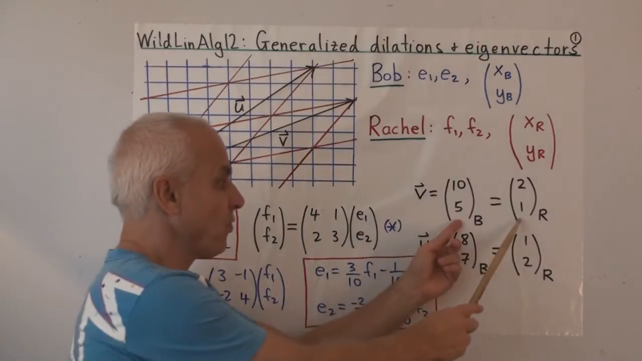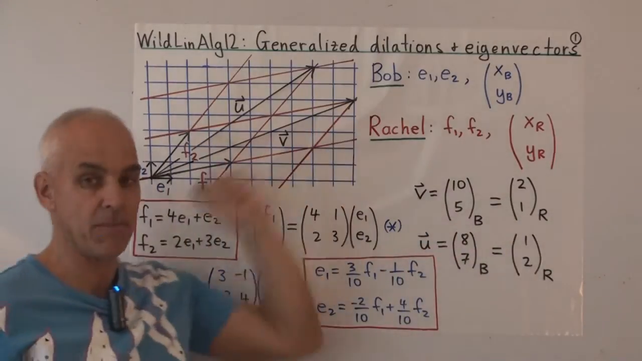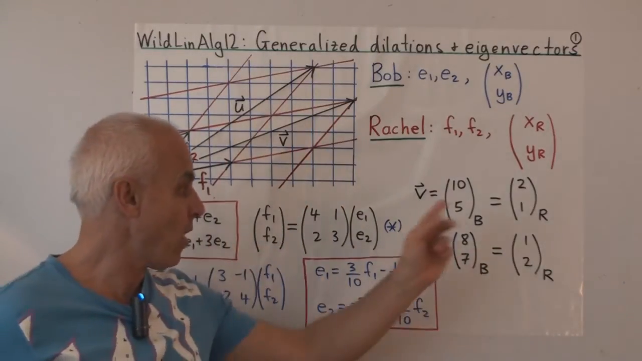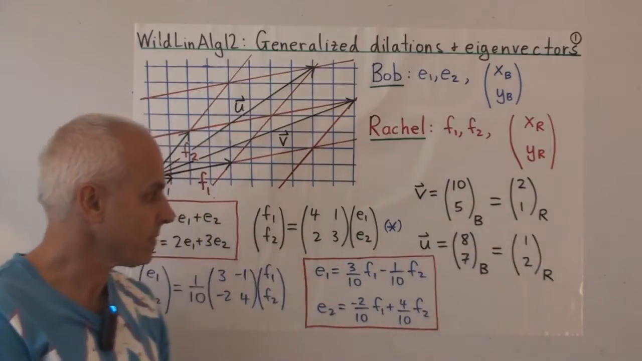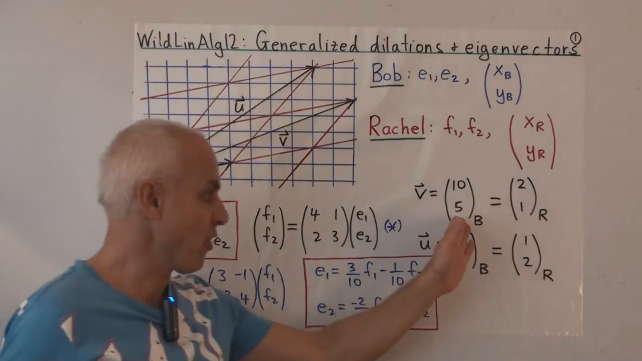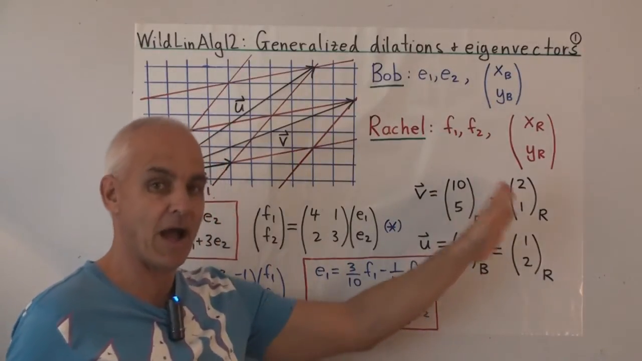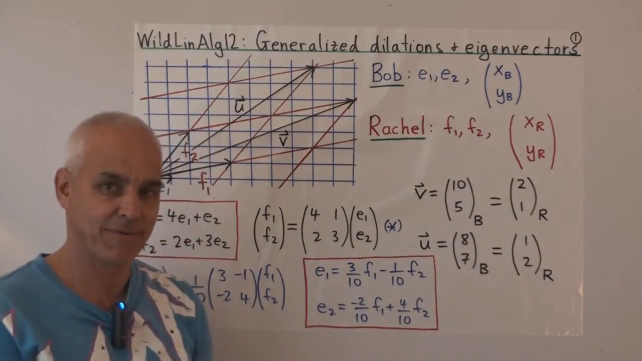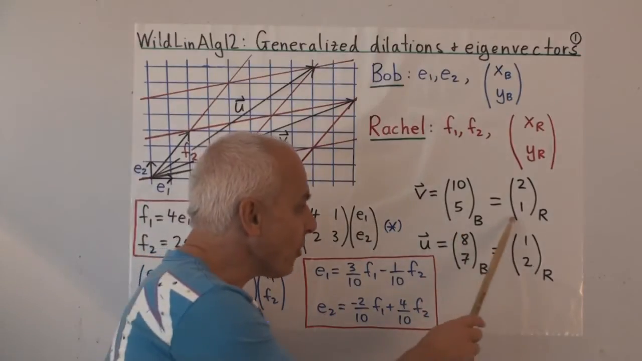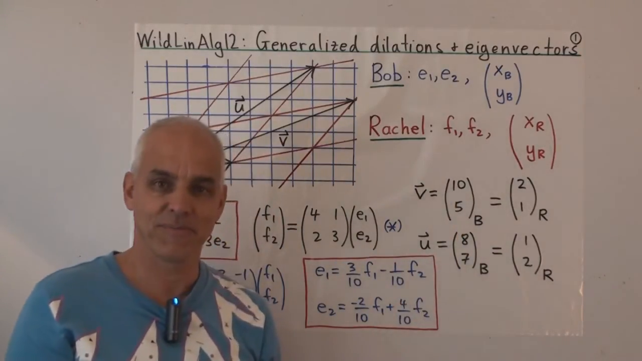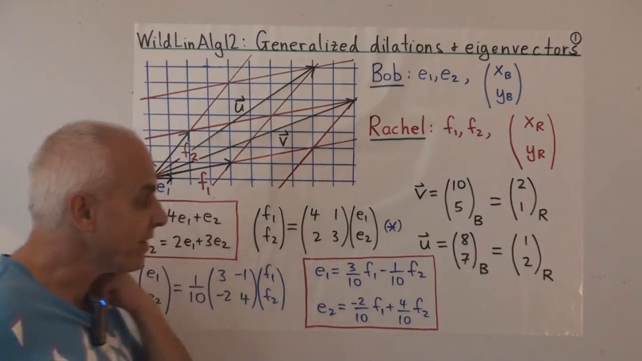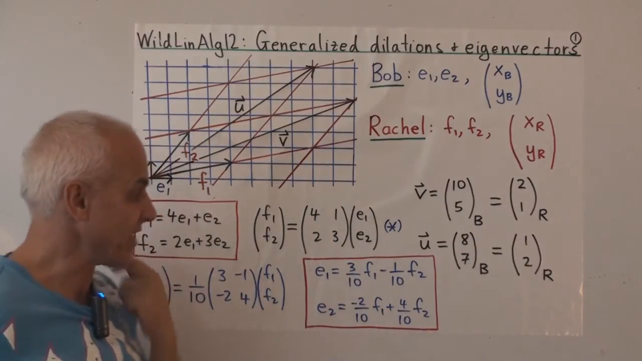These are two different ways of representing the same vector. One in Bob's system, one in Rachel's system. The natural question is, how would you go from one to the other? If you knew one of them, how would you find the other? Well, you might guess from looking at these two that what you do in this case is you divide by 5. Well, that's not correct, as you can see from looking at another example.